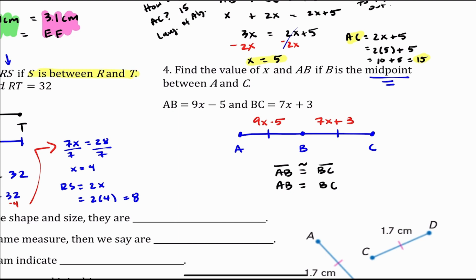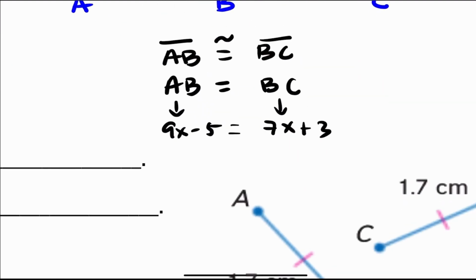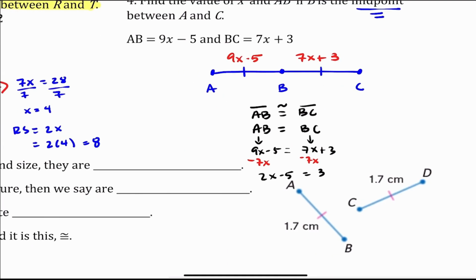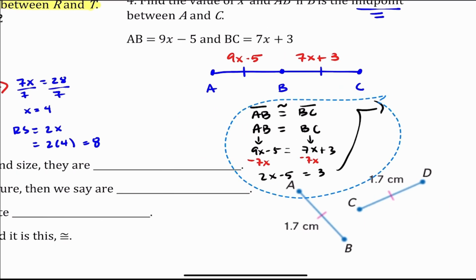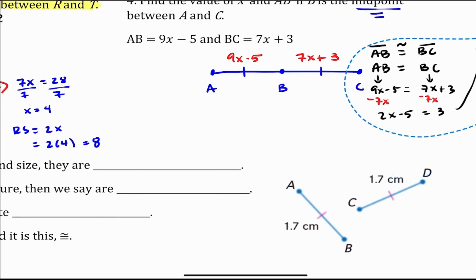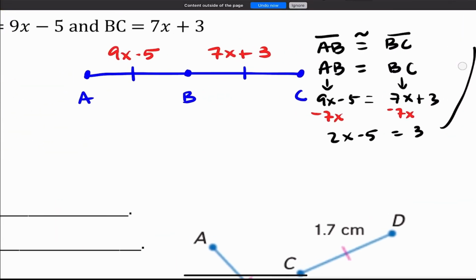That's in the language of algebra. So what's AB? Well, AB is 9x minus 5, which is equal to BC, which is 7x plus 3. And then I'm going to go ahead and solve for x. So subtract both sides by 7x. I get 2x minus 5 equals 3. All right. And then I'm going to go ahead and move all of this over here. And I don't need this anymore.